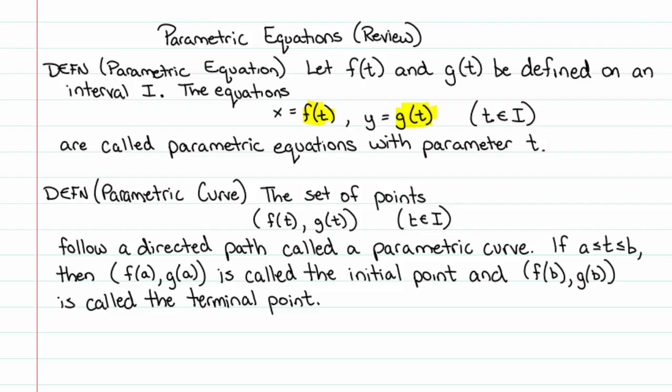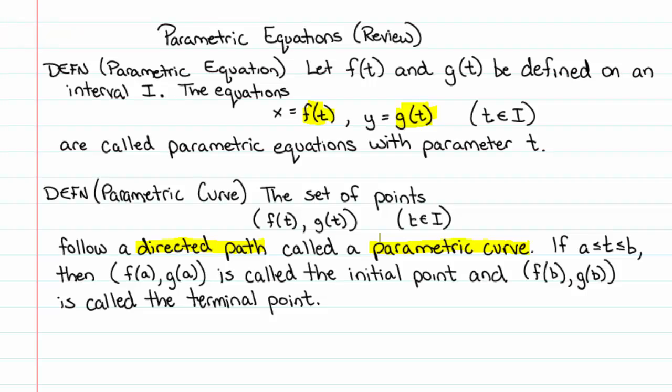A parametric curve is a set of points f of t, g of t, where t is in an interval I. These set of points follow a directed path that we're going to call a parametric curve. A couple of important statements here. That phrase, directed path, tells us something very unique about parametric curves. They actually carve themselves out with a specific direction in mind. So they will follow a path, and we usually use arrows to denote that path. The parametric curve itself is a definition of the path that they follow.